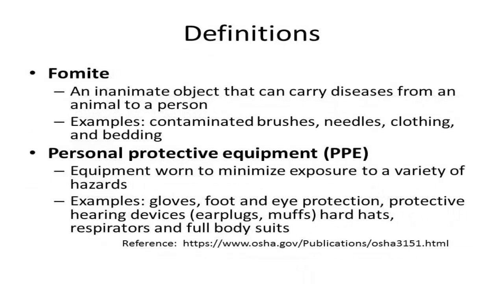A fomite is an inanimate object that can carry pathogenic agents from an animal to a person. Examples of fomites include contaminated brushes, needles, clothing, and bedding like straws or shavings. Fomites contaminated with a disease agent can transmit disease through direct contact with a person.